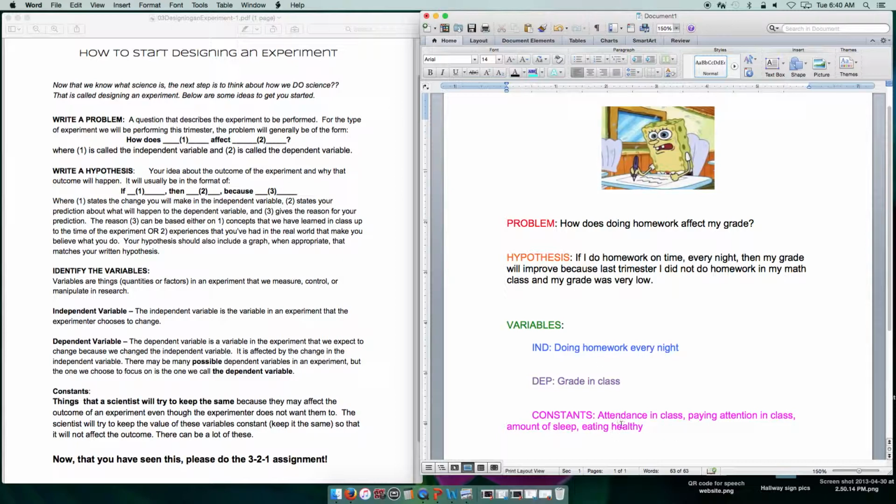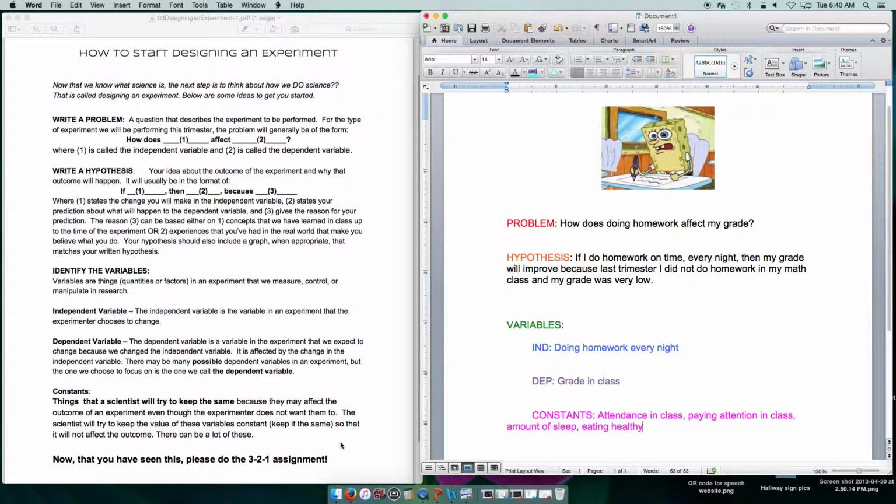But we're trying to keep all of this stuff the same, and the only thing we're trying to change is doing homework. That's your independent variable, because we change that on purpose, and then we hope that we'll see a grade improvement or at least some sort of change. So those ideas: writing a problem, which is really just a question that we're trying to answer, writing a hypothesis, which is what do we think the answer will be to that question, and then identifying the variables, the things that I change on purpose, the things that change because of what I did, and the things we're trying to keep constant. Those are all the things we think about when we start to design a science experiment.